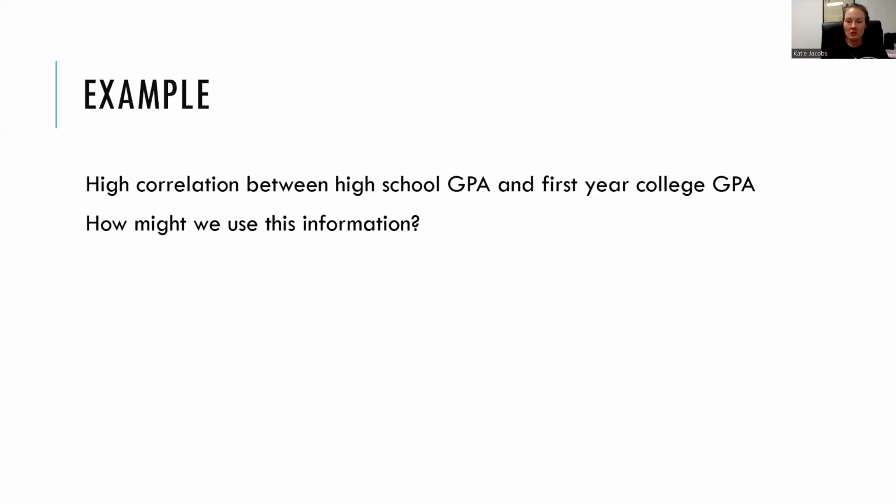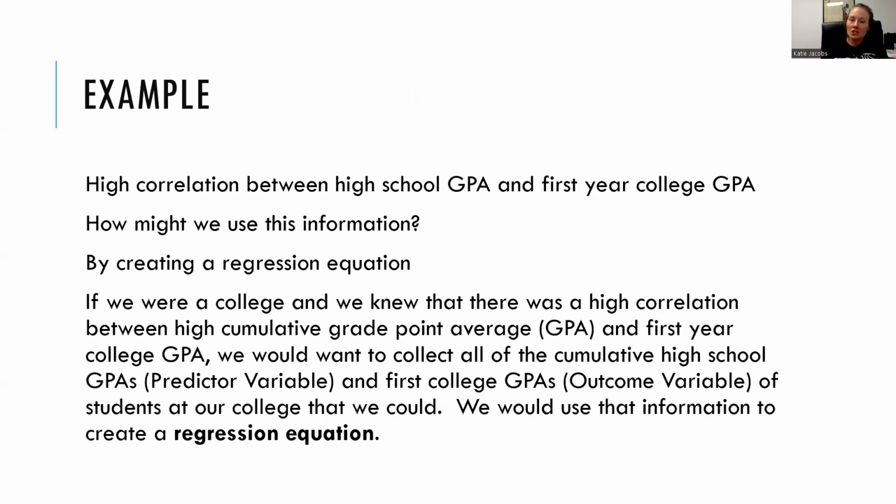We could use this information to create a regression equation. If we were at college and we knew that there was a high correlation between high school cumulative GPA and first year college GPA, we'd want to collect all the cumulative high school GPAs that we could and all the first year college GPAs that we could, so that we could create something called the regression equation.